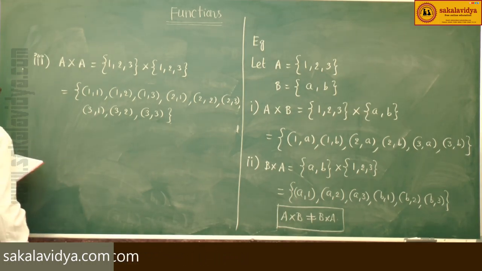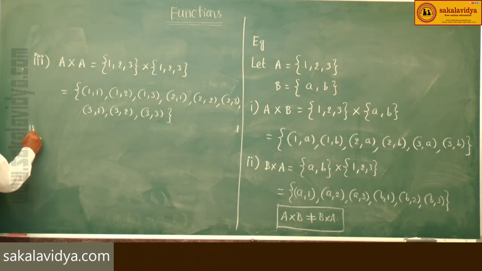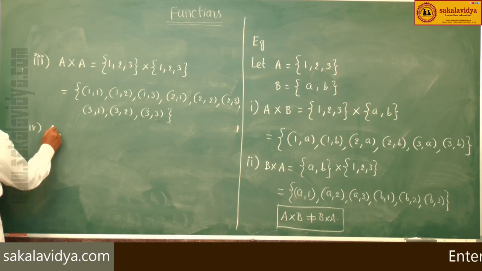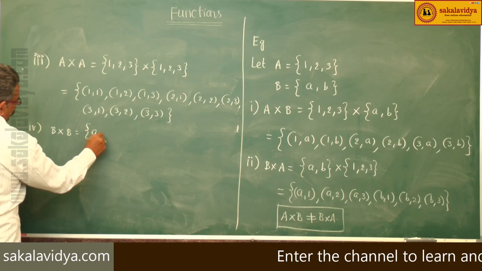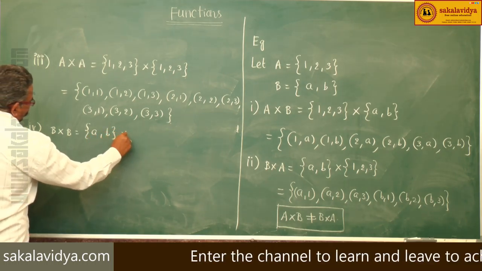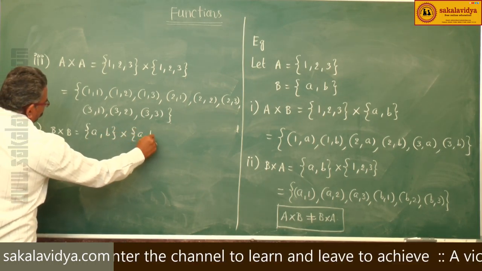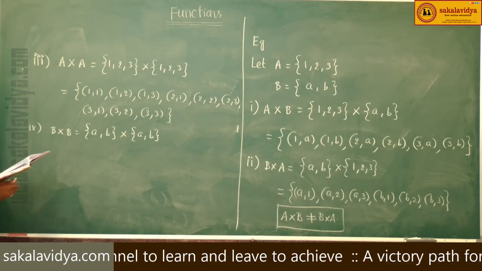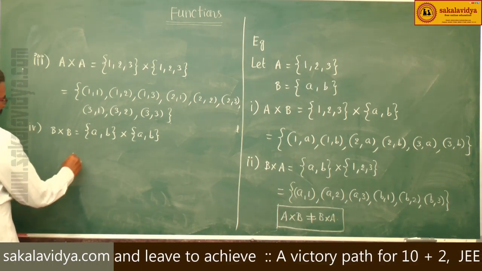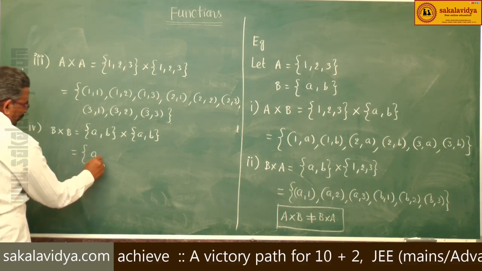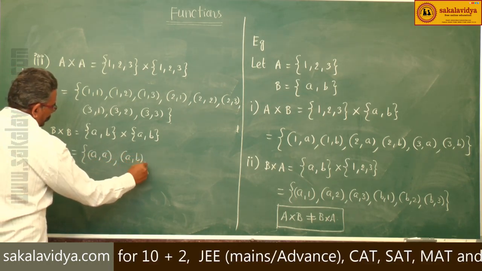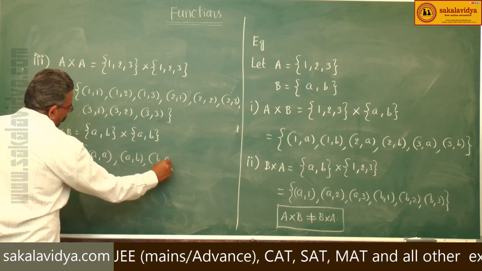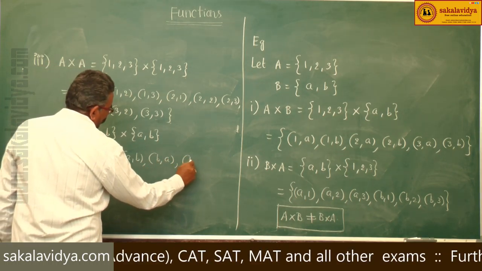Similarly, we can find B cross B also. So B is {a, b} cross {a, b}. Now here this is (a, a), (a, b), (b, a) and (b, b).